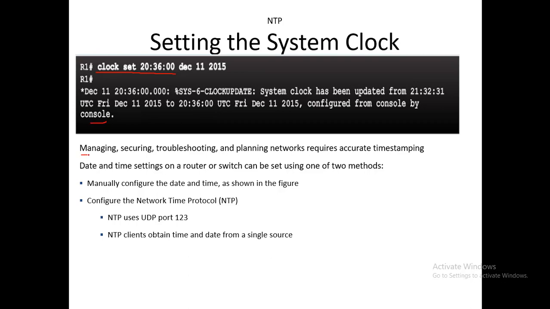Managing, securing, troubleshooting and planning networks requires accurate time stamping. As I've already told you, date and time settings on the router or switch can be set using one of two methods: manually, as shown in the figure, where I have done it manually, or by configuring the Network Time Protocol, NTP. NTP uses UDP port 123, and NTP clients obtain time and date from a single source, either from a server or from the ISP.